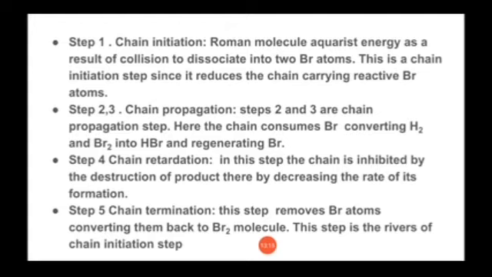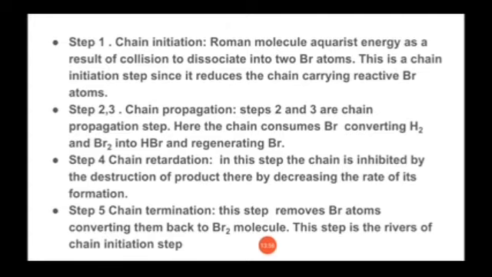And step 5 is the chain termination step. This step removes Br atoms, converting them back to Br2 molecules. So this step is the reverse of the chain initiation step. You can see that step number 1 and step number 5 are almost identical, but the positions of reactant and product are different. In the first step the Br2 molecule converts into two Br atoms, whereas in the last step two Br atoms convert into a Br2 molecule. So that's how it is a chain reaction.